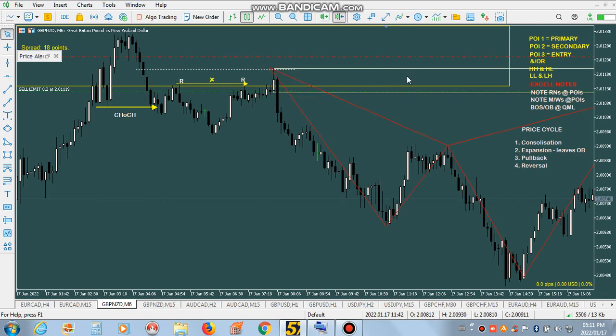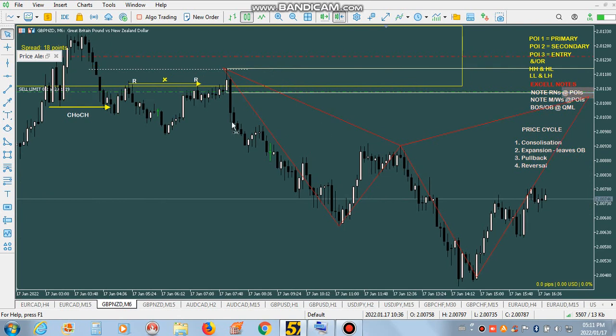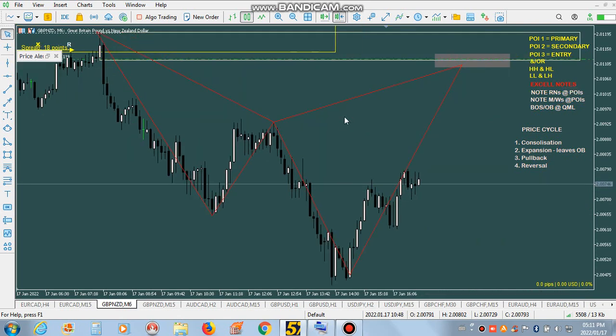Right? So what do I have? What I have is an area of supply which I expect price to bounce back into, and then I can sell off from there. Right, my area of supply coincides with a harmonic pattern again. This is a bearish shark. I'm not going to teach harmonics here, but this adds confluence to my setup and makes it more reliable.